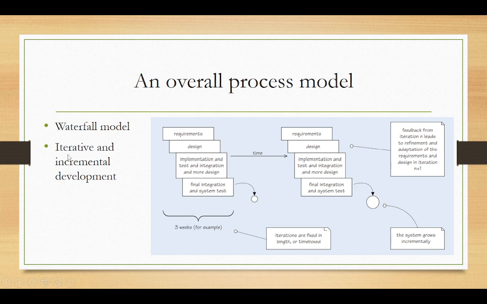So this approach is known as iterative and incremental development. Each iteration is a complete small project with a short fixed time frame that is called time boxed, maybe 3 weeks, for example. It consists of requirements, design, implementation, testing, and integration, resulting in a partially working system. Each of these repeated short iterations adds complexity until the final system is produced. The system grows incrementally.